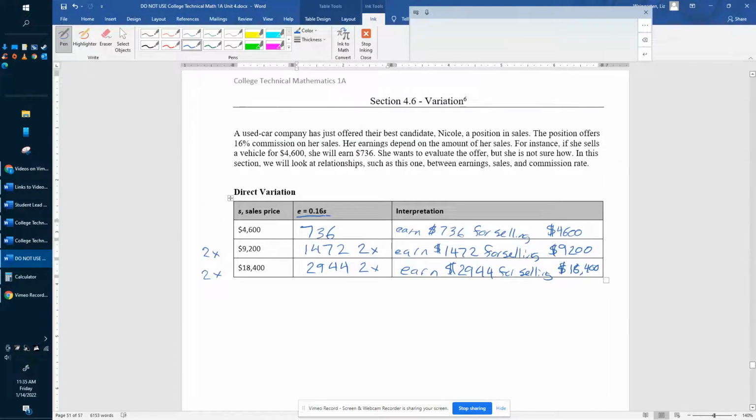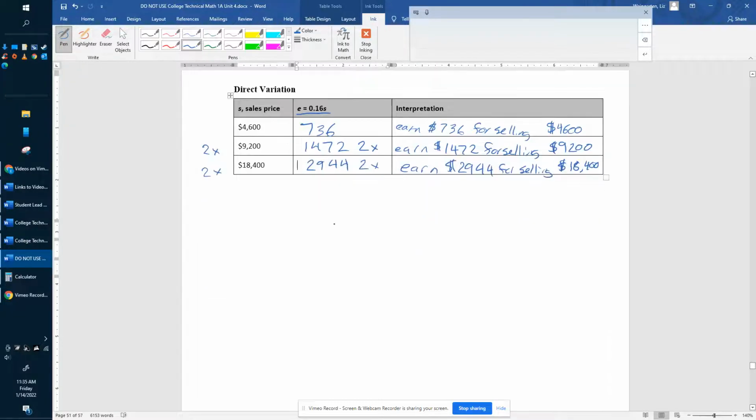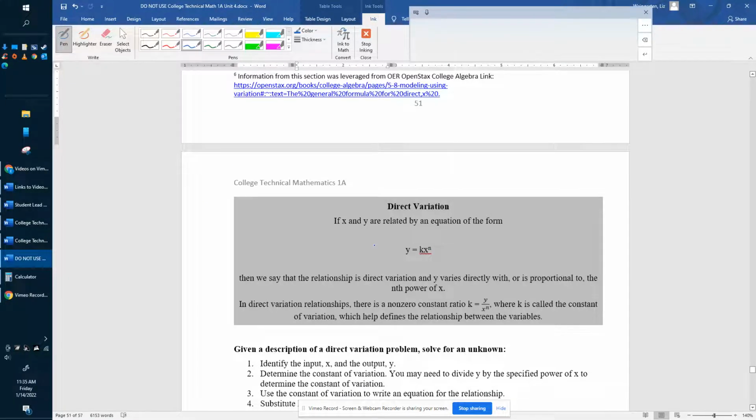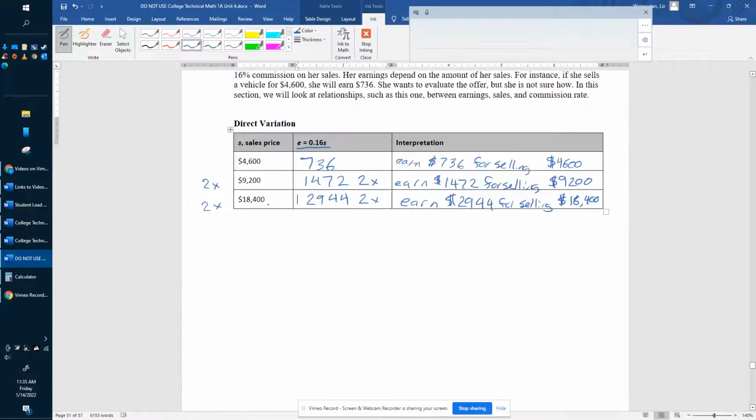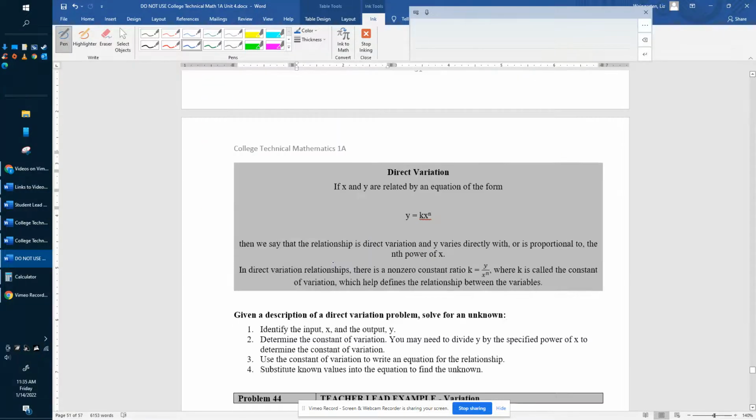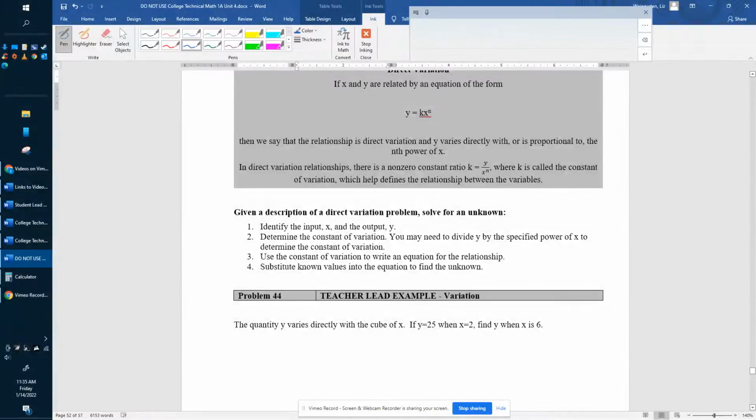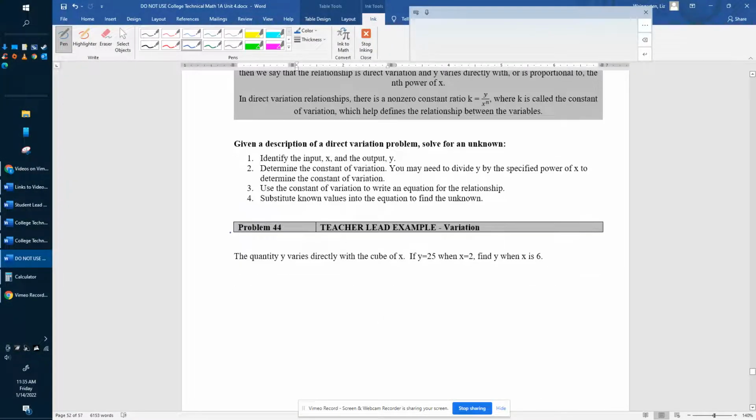Our k is 0.16 because every time we multiply our unit, or x, our x was the sales price. We multiplied the sales price by k and we would get y. Now in our case, n was the exponent 1. There are going to be times when x is to a different exponent and your relationship is going to be exponential instead of linear. Let's take a look and see how we can figure out these direct variation problems.